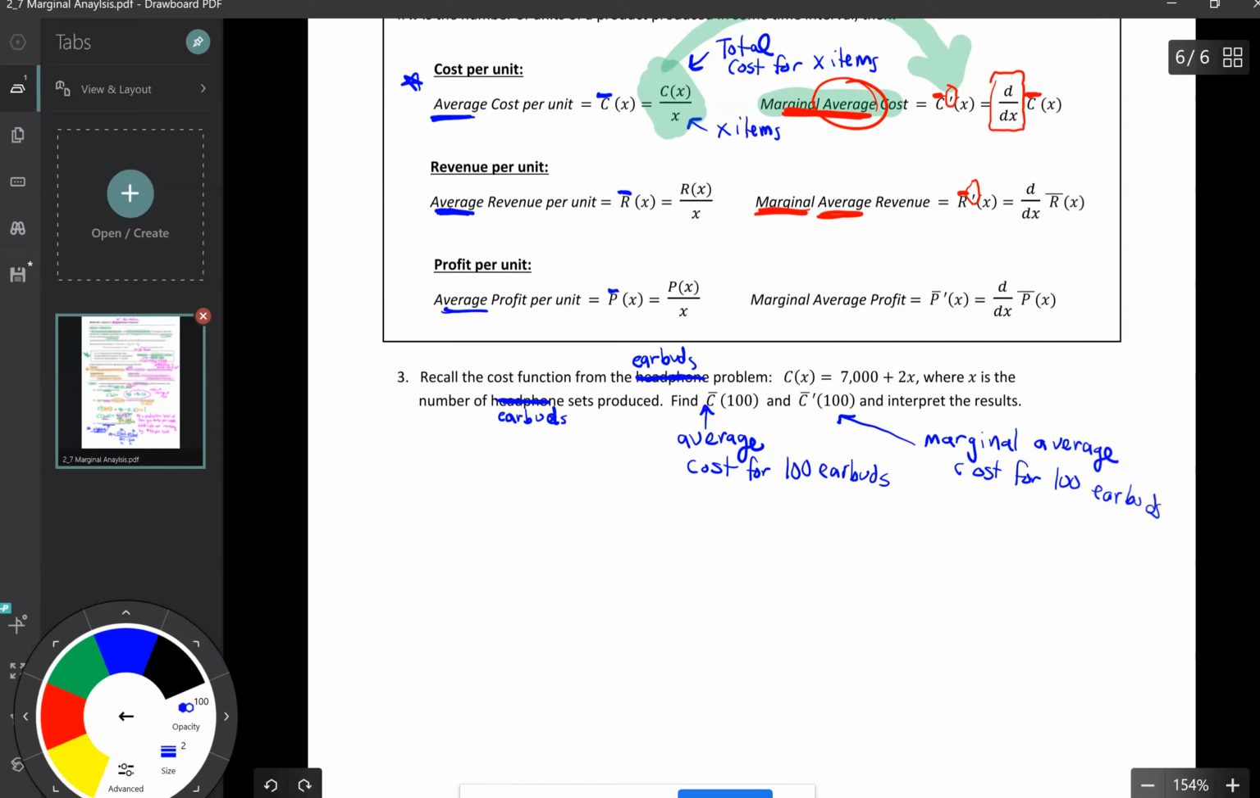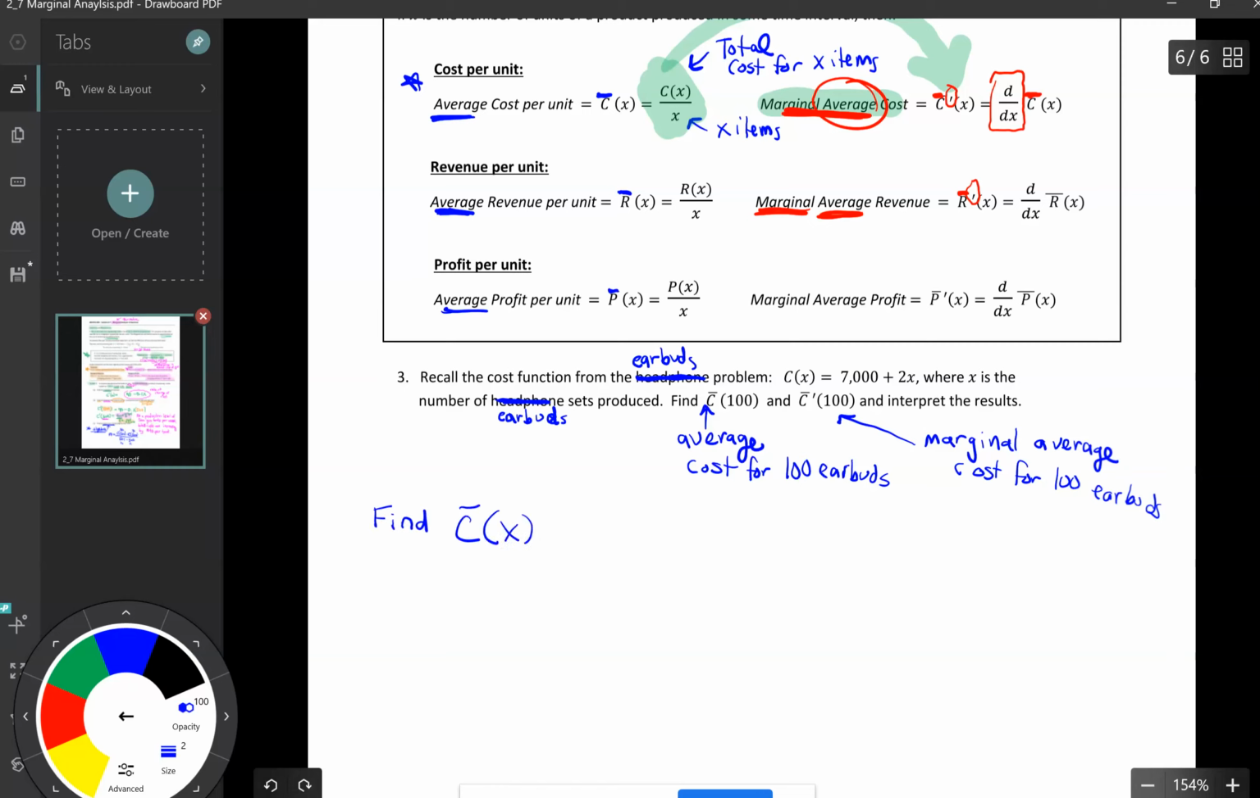So the first thing we're going to do is find C bar of X in general. And then we're going to plug in X equals 100. So let's do that. Okay, so here's my formula for C bar up here. To find C bar of X, I'm just going to do my total cost function over X.